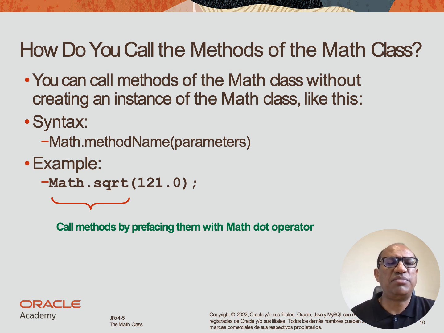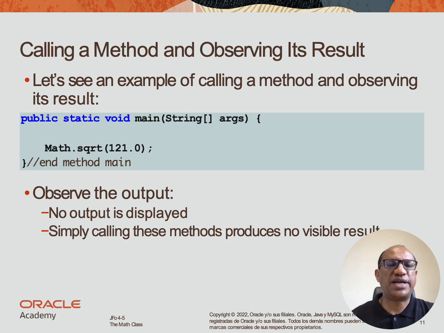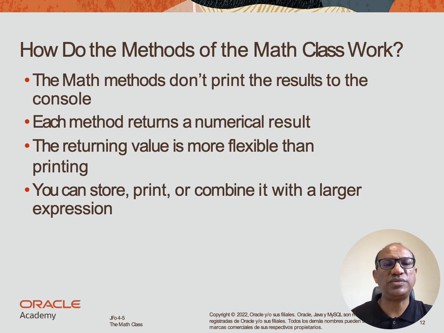How do we call methods in the Math class? The syntax is Math.methodName in parentheses, give the parameters. Here's a catch. If you just call the method like that without doing anything with the result, you won't see any output. Java executes it, but you don't see it unless you print or store the value. These methods return values. They don't print anything themselves. That's actually a good thing, because you can store the result in a variable, print it, or even combine it with other expressions.